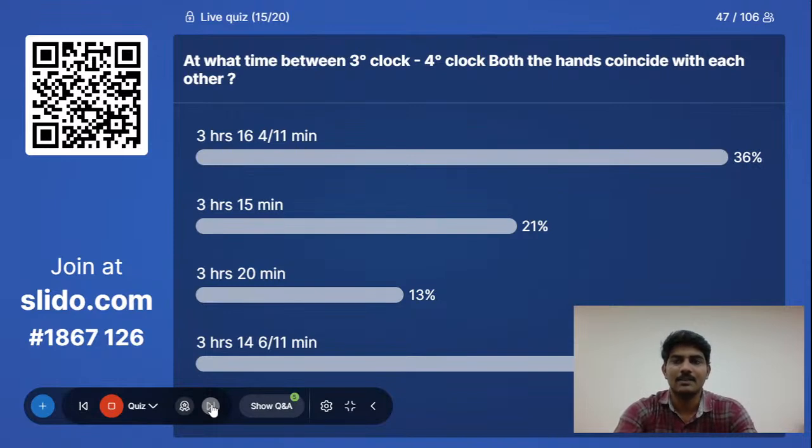I'm receiving that 36% of the students have chosen option A, 30% have chosen option D, 21% have chosen option B, and only 13% have chosen option C. Let's see what the exact answer is. Those who answered with 36%, that is the first option, that is the exact answer for this question.